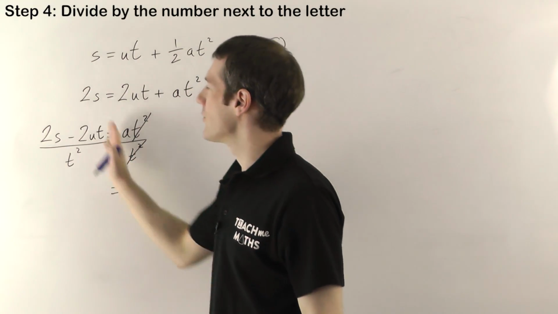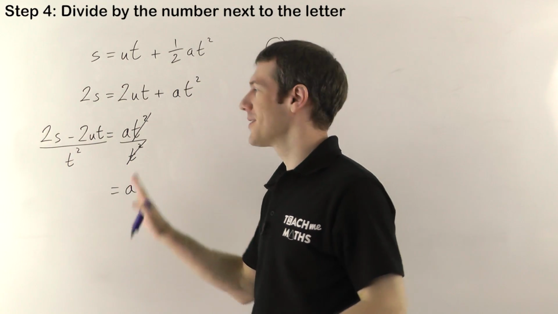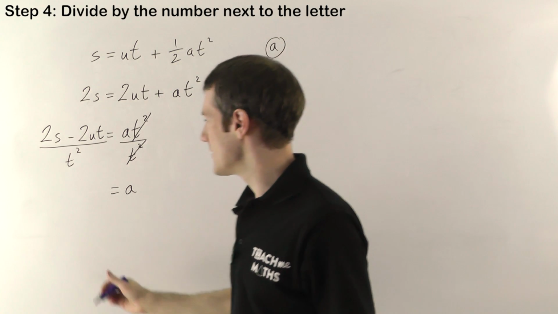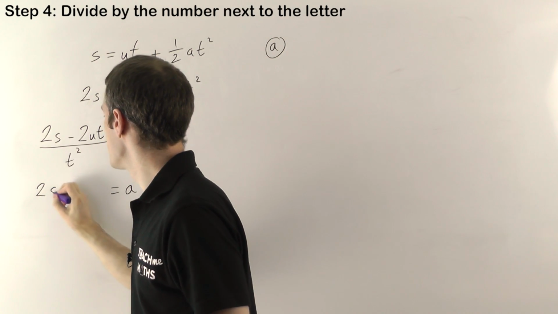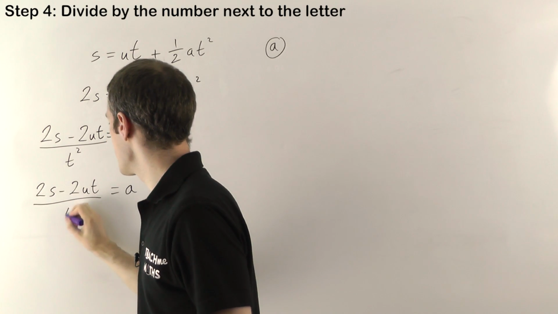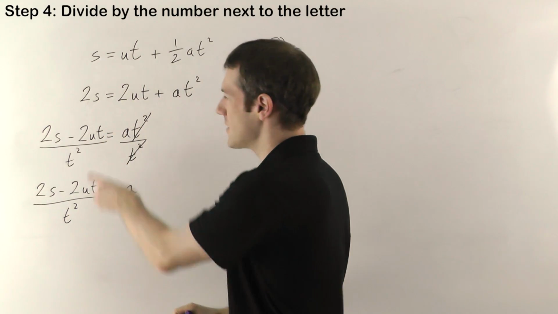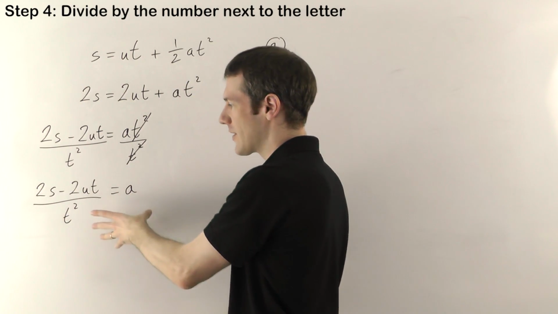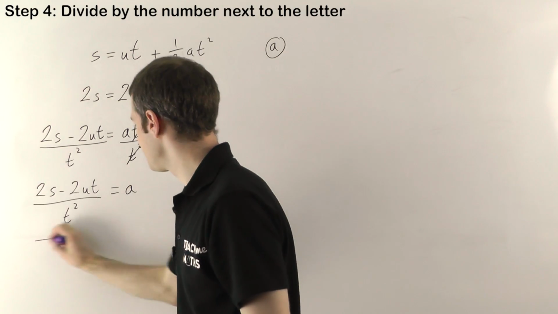There's our a. And on the left, don't try and mess with it. Just write it down exactly as it is. So everything we had on the top, the 2s minus the 2ut, becomes divided by the t squared. I've changed nothing there. You just write it out again, and that's your final answer.